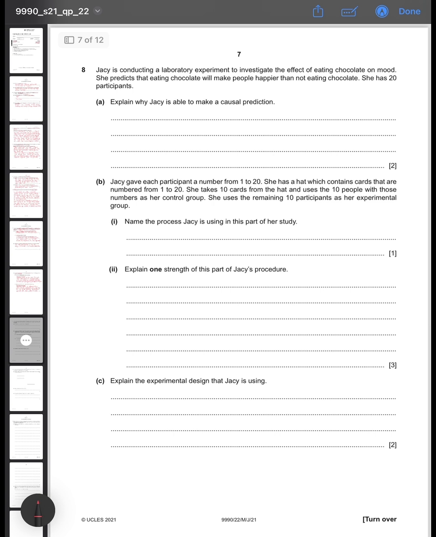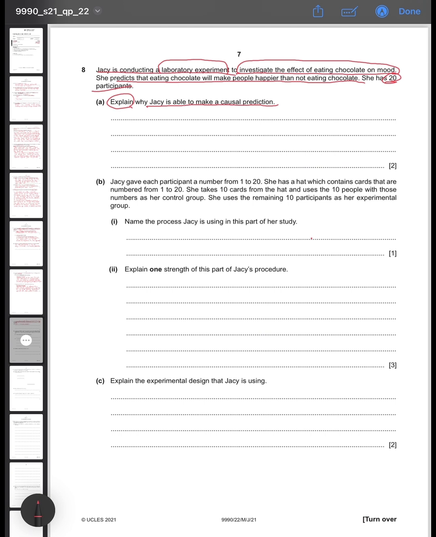Now, question number 8 says that JC is conducting a laboratory experiment to investigate the effect of eating chocolate on mood. This is the aim of JC's study. She predicts that eating chocolate will make people happier than not eating chocolate. She has 20 participants. So her hypothesis is that eating chocolate will make people happier than not eating chocolate. Now explain why JC is able to make a causal prediction.